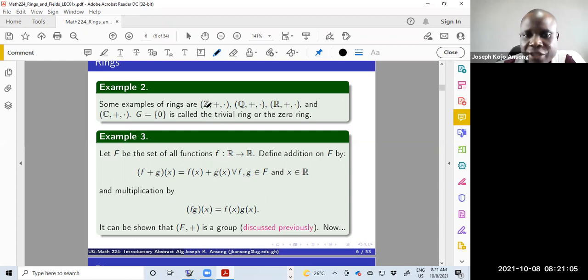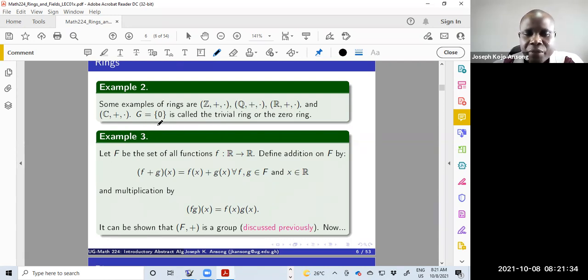The set of integers with addition and multiplication defined on it, the set of rational numbers, the set of real numbers, the set of complex numbers. You see that these are infinite rings because R, Z, Q, and C are infinite sets. But what is common is that all of them must have addition and multiplication defined on them.